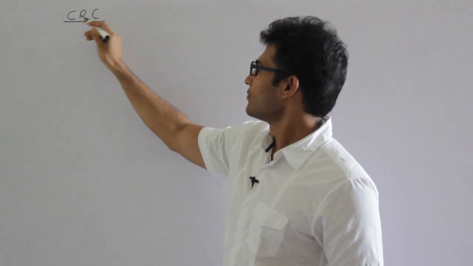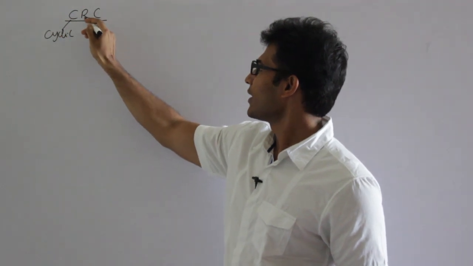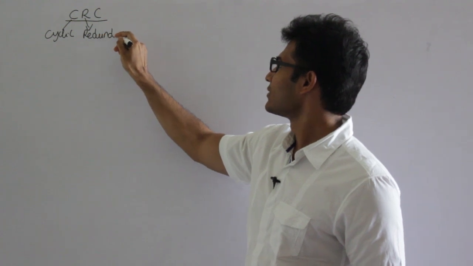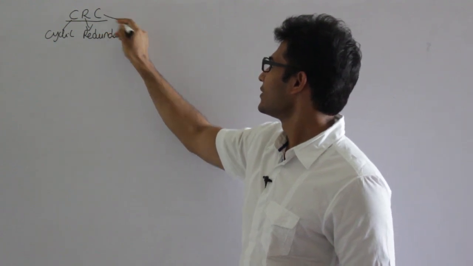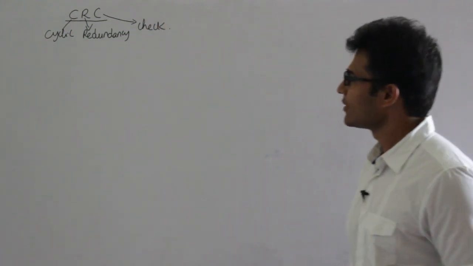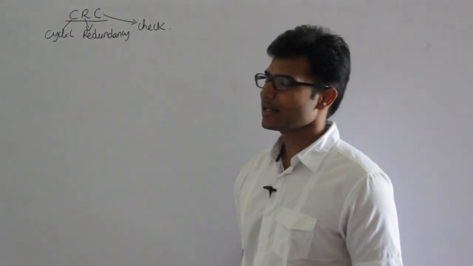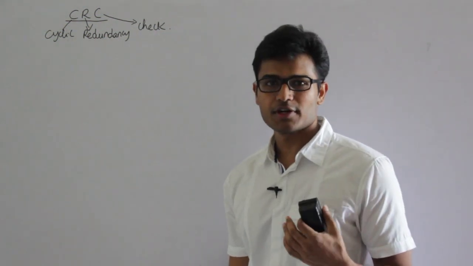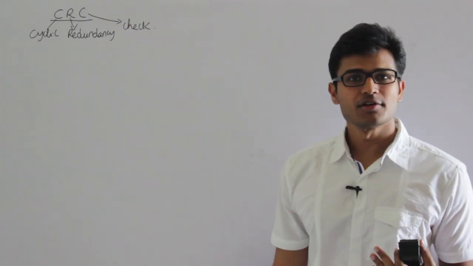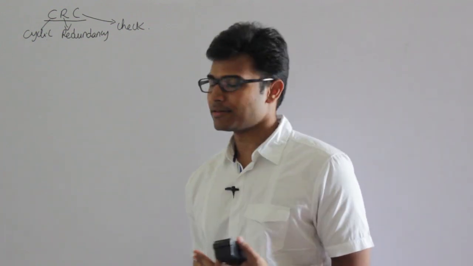CRC, where the first C means cyclic, R means redundancy, and the last C means check. So why is it called cyclic redundancy check? First of all, we are going to use something called cyclic codes. Since we are going to use cyclic codes, it is called cyclic. What are cyclic codes? I'll discuss it in digital because it requires a lot of number system analysis.